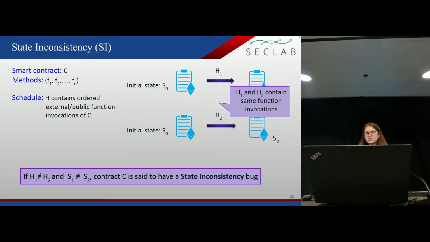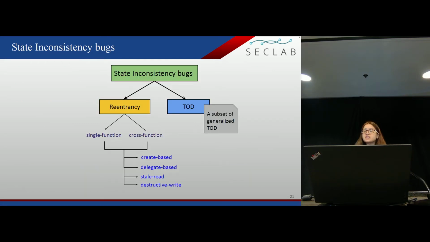Now, if H1 is not equal to H2, meaning that even if both H1 and H2 contain the same function invocations, the order of their invocations is different in these schedules. Also, if the final states are different, that is S1 is not equal to S2, then the contract is said to have a state inconsistency bug. In SAILFISH, we deal with two different kinds of state inconsistency bugs. They are reentrancy and TOD.